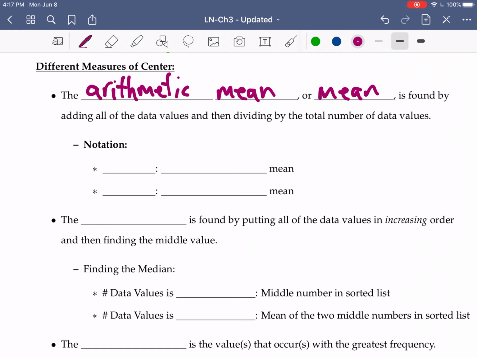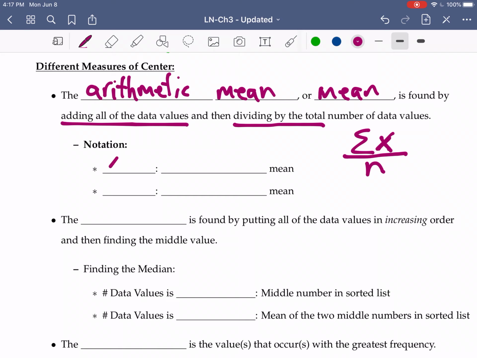This is found by adding all the data values together and then dividing by the total. Right? So notationally, we would say it's the sum of x. That Greek letter sigma means sum of, add up. So we add all the x values together and we divide by a little n, which is the number of data values.